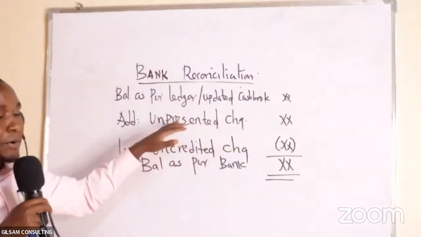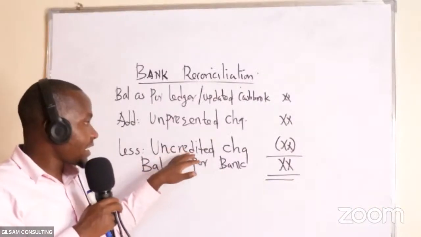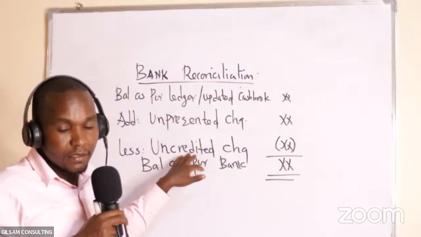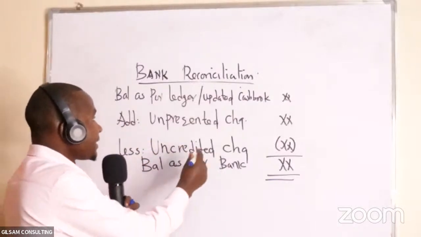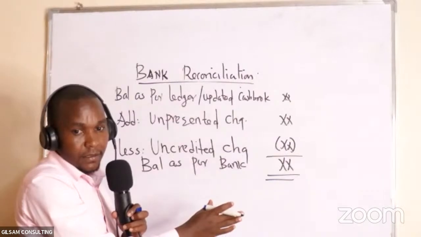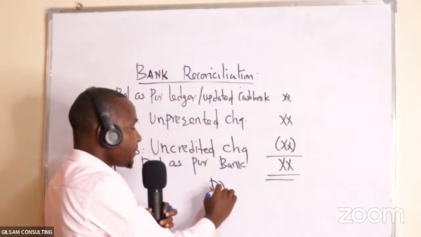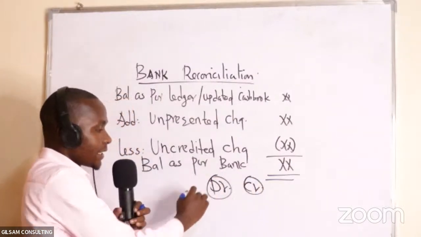So the unpresented check, is it that I have written or that I have been written to? Unpresented check is the one you have written. Uncredited check is the one I have been written to. Yes, uncredited check is the one you have been written. Don't look at the word uncredited here, you know this is your ledger, right? Remember with the bank you don't use the same principle of debit and credit.